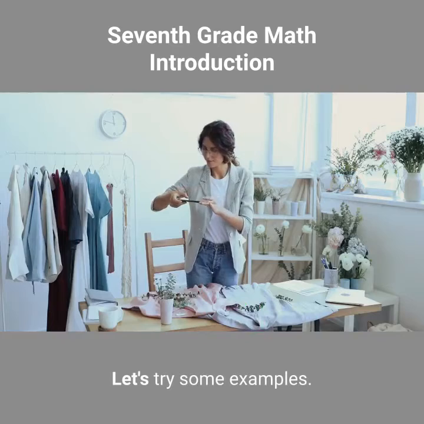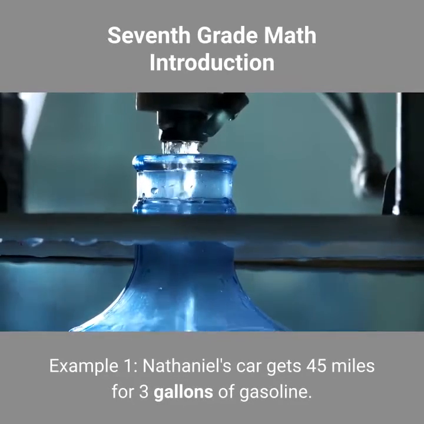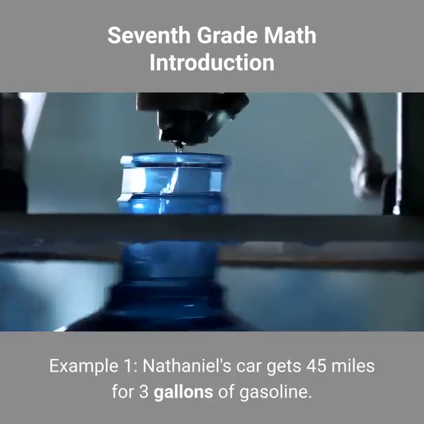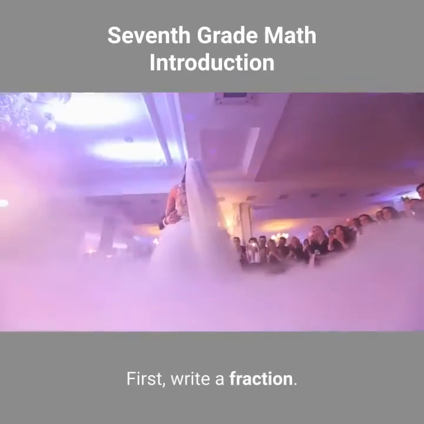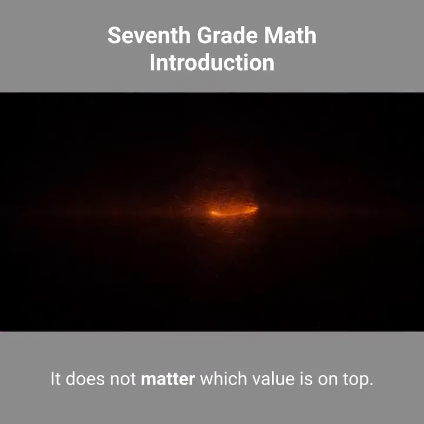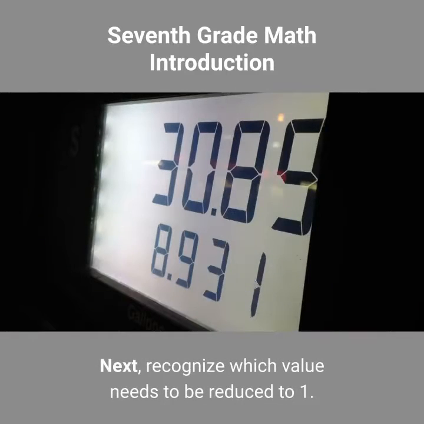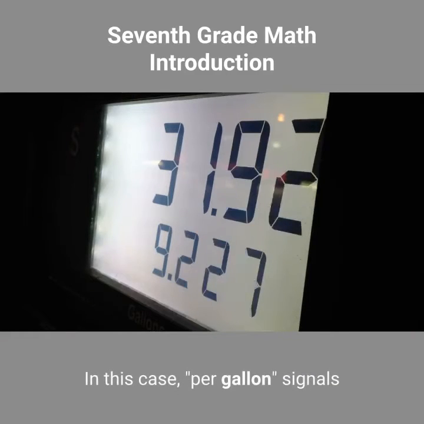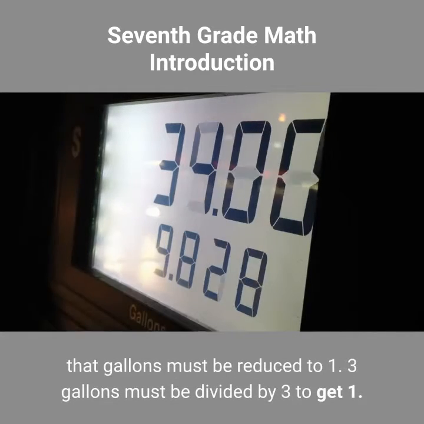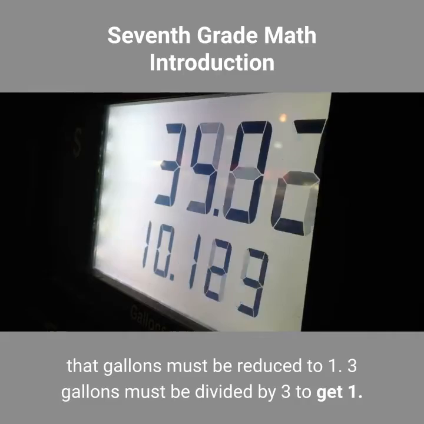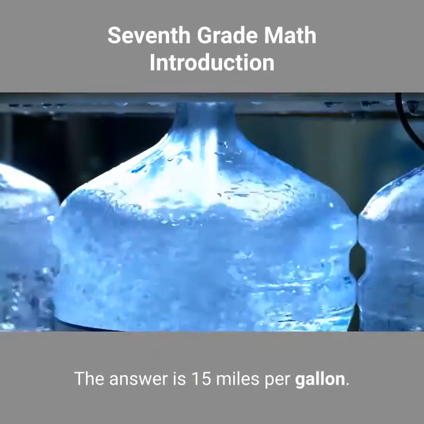Let's try some examples. Example 1, Nathaniel's car gets 45 miles for 3 gallons of gasoline. How many miles does he get per gallon? First, write a fraction. It does not matter which value is on top. Next, recognize which value needs to be reduced to 1. In this case, per gallon signals that gallons must be reduced to 1. 3 gallons must be divided by 3 to get 1. The answer is 15 miles per gallon.